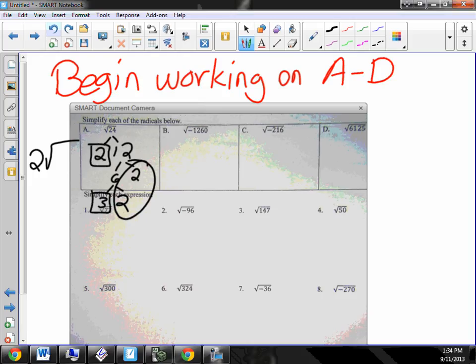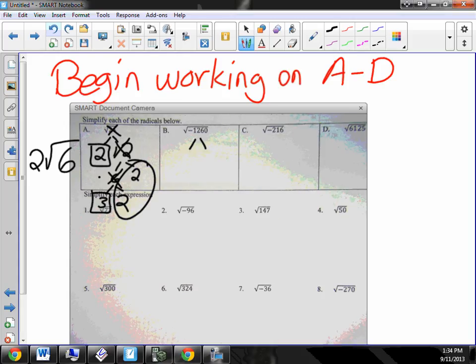What about the 6 and the 12? They don't count. Anything that factored doesn't count. So the 24 doesn't count, the 12 doesn't count, and the 6 doesn't count. So inside I have 2 times 3, which is 6. So the simplified version of this is 2 root 6. Okay?